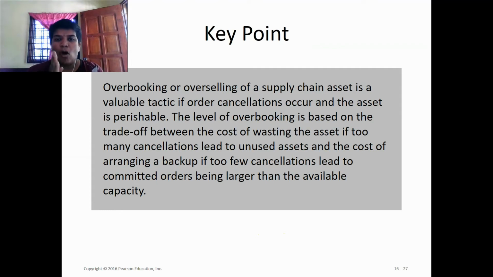The level of overbooking is based on the trade-off between the cost of wasting the asset if too many cancellations lead to unused asset, and the cost of arranging a backup if too few cancellations lead to committed orders being larger than the available capacity.